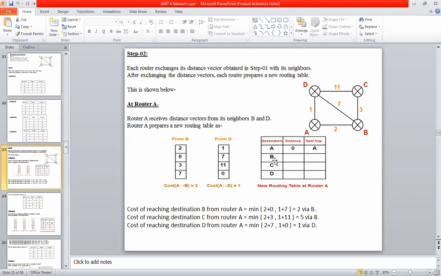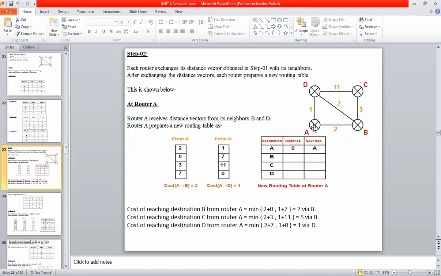And what is this? He has written in the explanation the cost of reaching destination B from router A. You have to consider how many links are connected from B to A. See, from B to A, here is the link of 2, that is 2 plus 0. One more path is connected, that is from B to D and D to A.